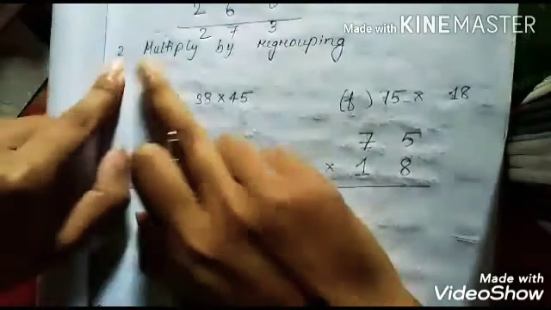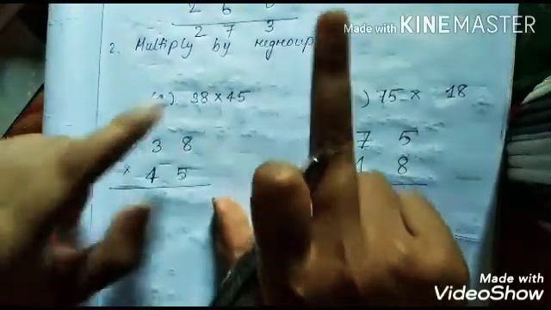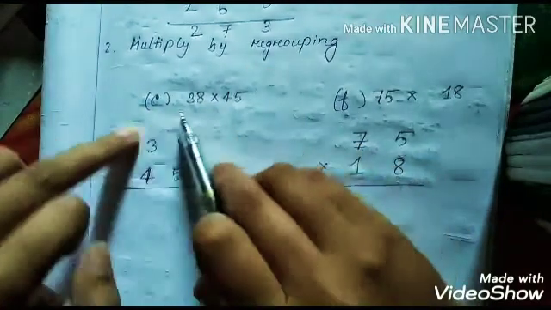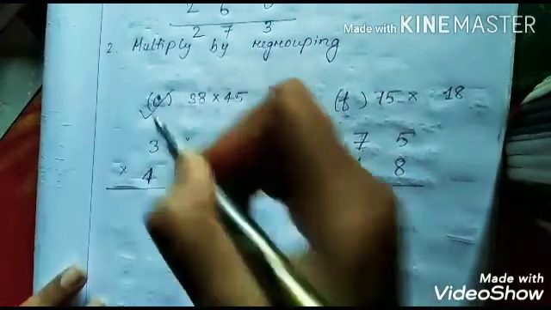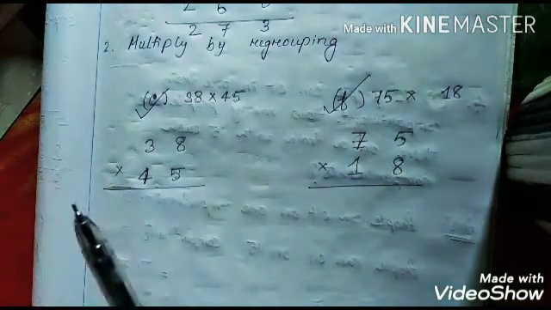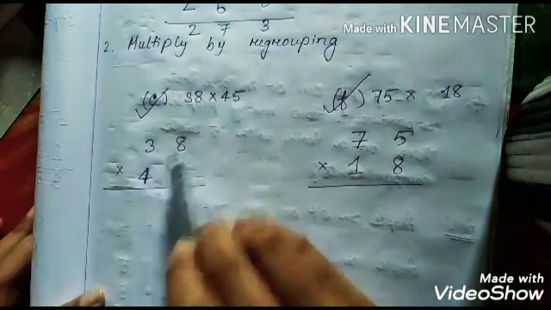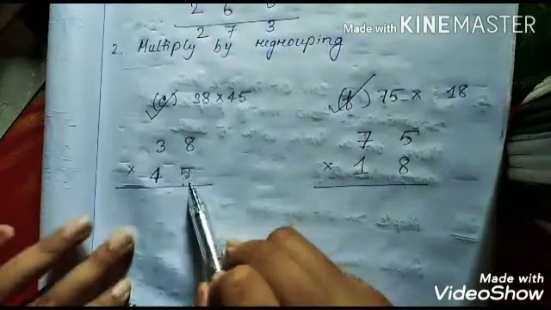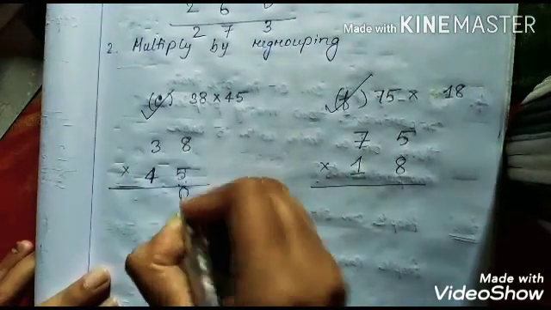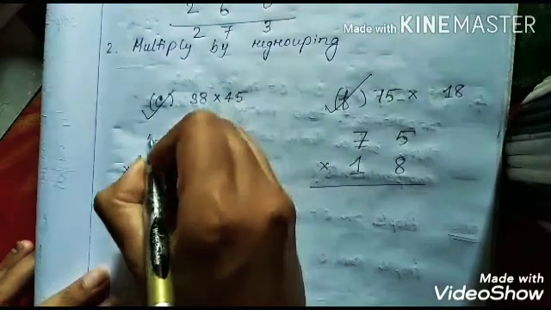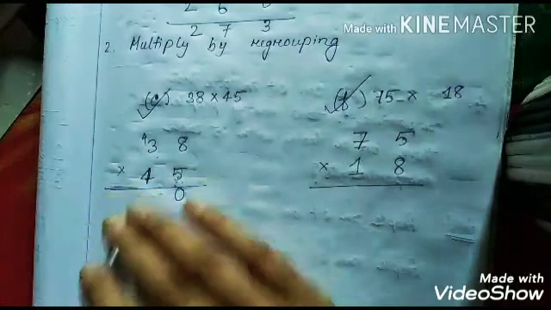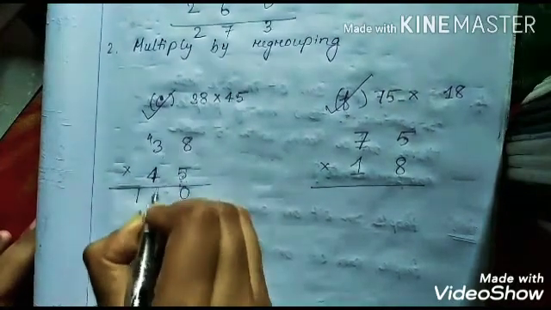Next, question number 2, multiply with regrouping. Here you can see we have to do regrouping. I am solving for your parts C and F. So first of all we'll do part C. 38 into 45. Okay, so we have to start from 5. So 5 times 8 is 40. So I have to write 0 and 4 is carried here. Then 5 times 3 is 15, and 15 plus 4 will be 19. So I have to write 19 here.